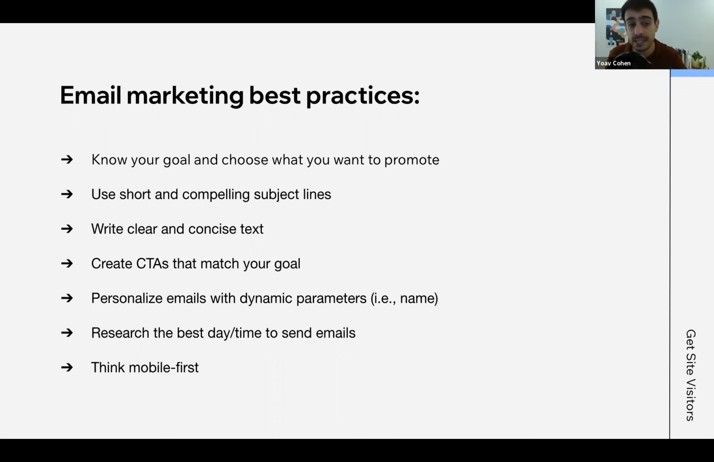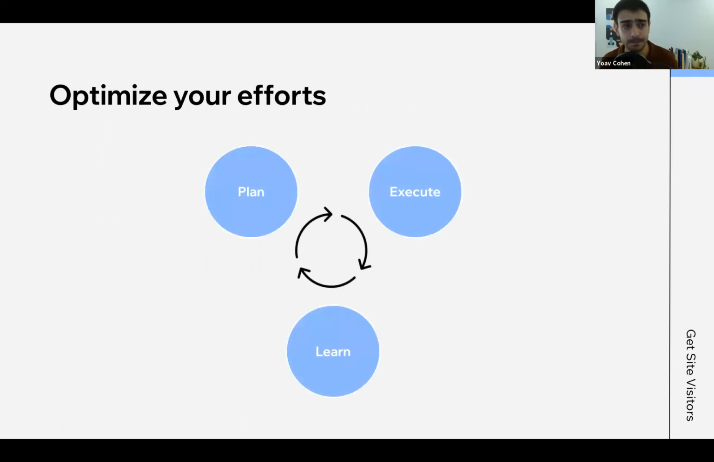We can also personalize the email with dynamic parameters. So we can put in the subject line and in the content of our email, things like the recipient's first name. It's always much nicer to get a personalized email. We want to research, as we mentioned before, the best time and date to send emails, and think mobile first. We cannot stress this enough. A lot of the people who will be receiving your email will be on their mobile phone. So you want to make sure you're testing your email, both using the Wix tool and also sending test emails, and making sure that those look great on any device that you'll be opening.